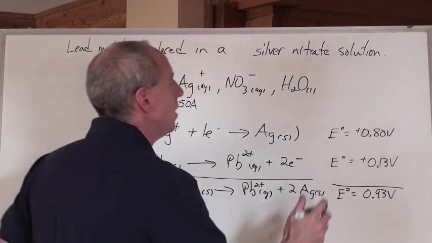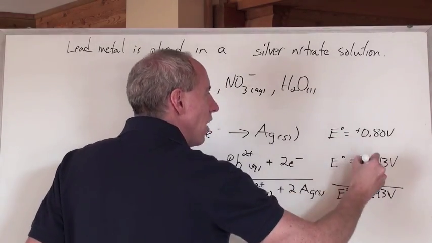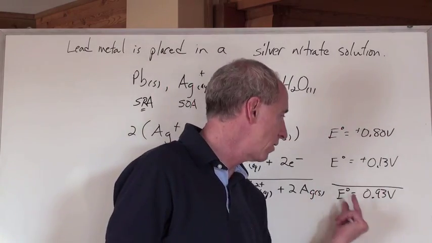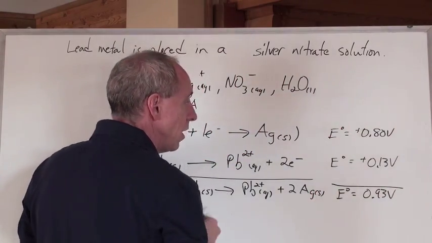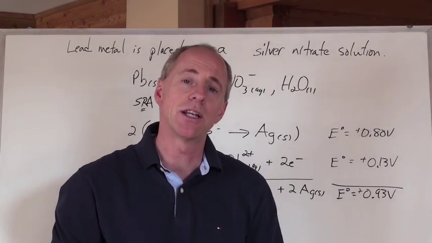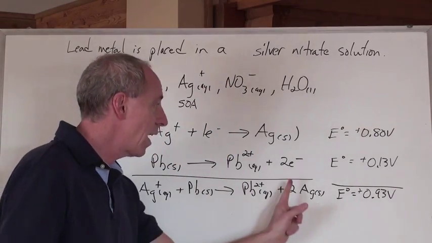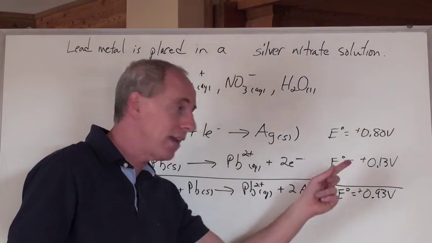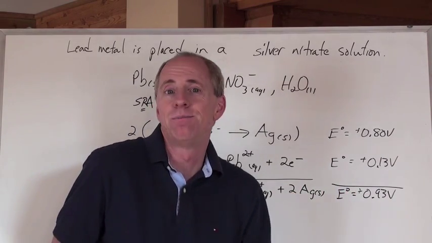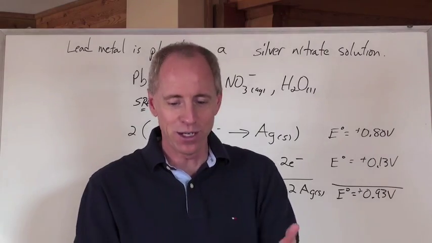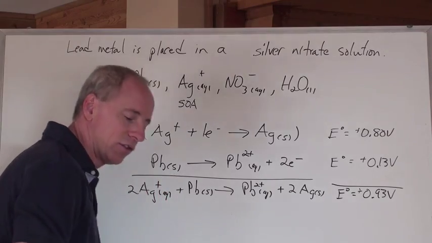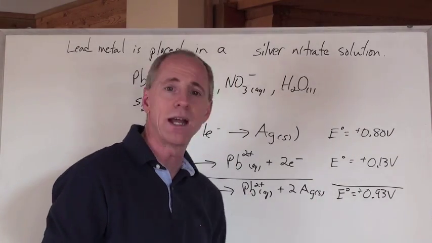So the deal is that right there, that's all you have to do. All you have to do is always reverse the SRA and add it to the SOA, and you get the voltage. And by the way, that's a positive number. And that positive number means that this is a spontaneous reaction. If this reaction right here was, when you added these two voltages together, a negative overall total, that just means non-spontaneous. There we go. So positive voltage, spontaneous, this reaction occurs, you put a piece of lead into a silver solution, you get silver metal formed out of that. Cool.